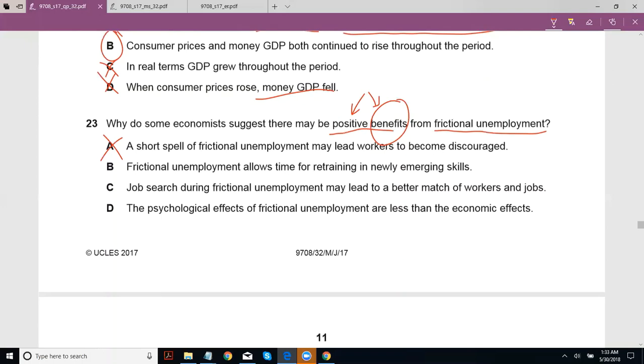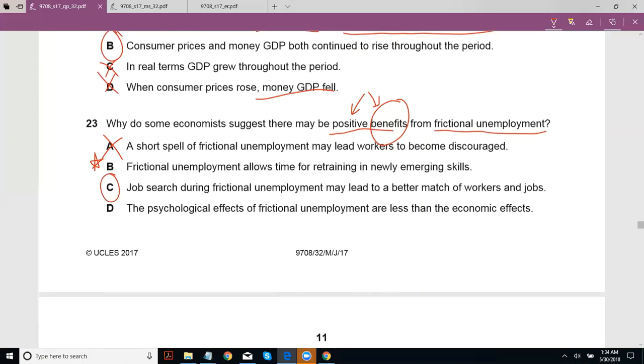Frictional unemployment allows time for retraining in newly emerging skills. So frictional unemployment is when you're between jobs, when you're searching for a new job. I'm not too sure whether you're training for a new job. So let's keep this option on hold. It could be right. Job search during frictional unemployment may lead to a better match of workers and jobs.